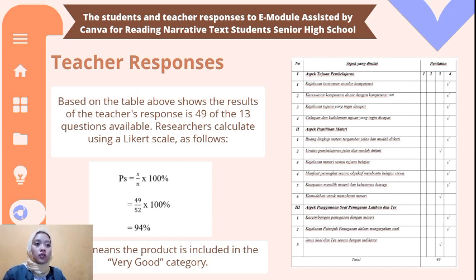The researcher calculated using a Likert scale, that is S divided by N multiplied by 100%. S means the number of respondents' answers in one item, and N means the number of ideal values in the item. And the result is 49 divided by 52 multiplied by 100%, which is 94%, which means the product is included in the very good category.